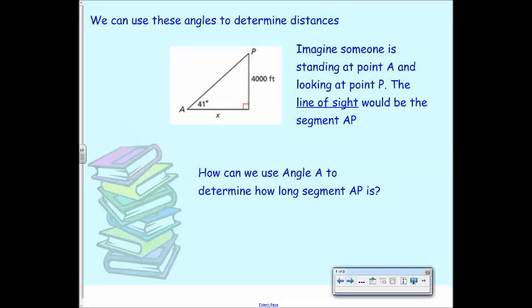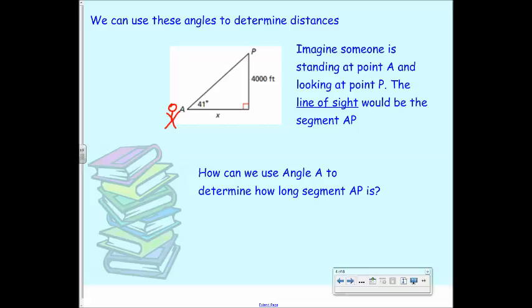Okay, so for example, we can use these angles to determine distances. Imagine somebody is standing at point A, so there's a person standing right here, and they are looking at point P. So they're looking up here. The line of sight would be this segment AP. So is angle A an angle of elevation or depression?